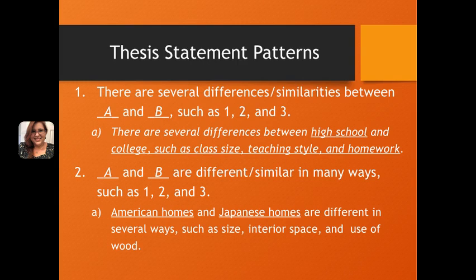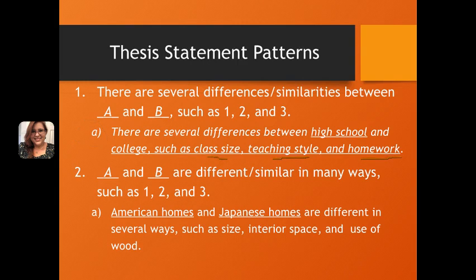One, there are several differences or similarities, pick one of these, between A and B, such as 1, 2, and 3. And then here is an example of this used in a sentence. There are several differences between high school and college, such as class size, teaching style, and homework. And then you would definitely compare and contrast based on these items here that you've listed, your 1, 2, and 3. And we'll get into outline format and structure in just a moment.